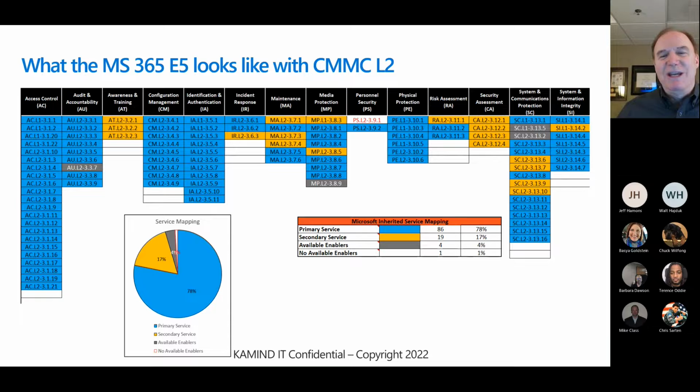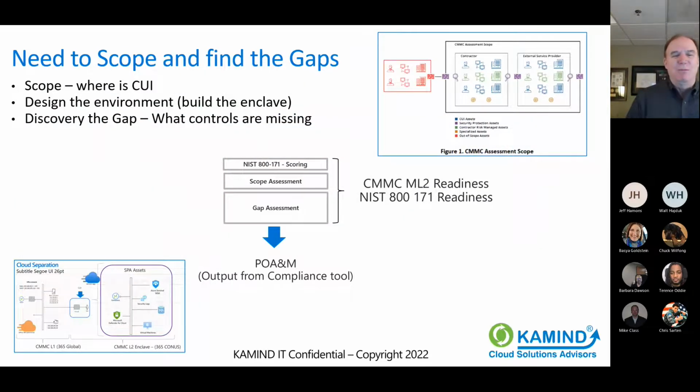So when all is said and done, when you go through the assessment process, you're going to scope where CUI is. You're going to design the environment and build the enclave so you fit into this model where you control the information. And then you're going to do what we call a discovery of the gap, a gap assessment. What controls are missing? Because by the time you go through this whole process and build your POAM, your plans and milestones for how you need to fix things, you want to end up in this environment on the upper right-hand side, because you want to reduce the scope, and reducing the scope controls cost.